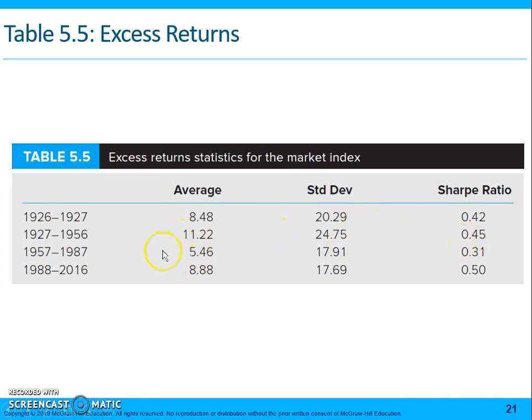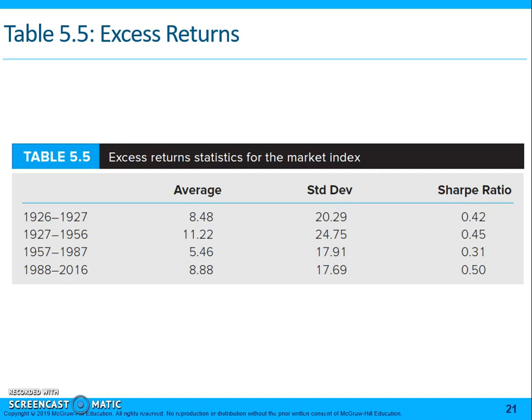We can see 57 to 87, the excess returns were lower. Standard deviation was also lower. The Sharpe ratio, as a result, was much lower, 0.31. In 1988 to 2016, at 8.88 excess return, 17.69 standard deviation, or a 0.5 Sharpe ratio. So even higher Sharpe ratio than any of the previous periods shown here.